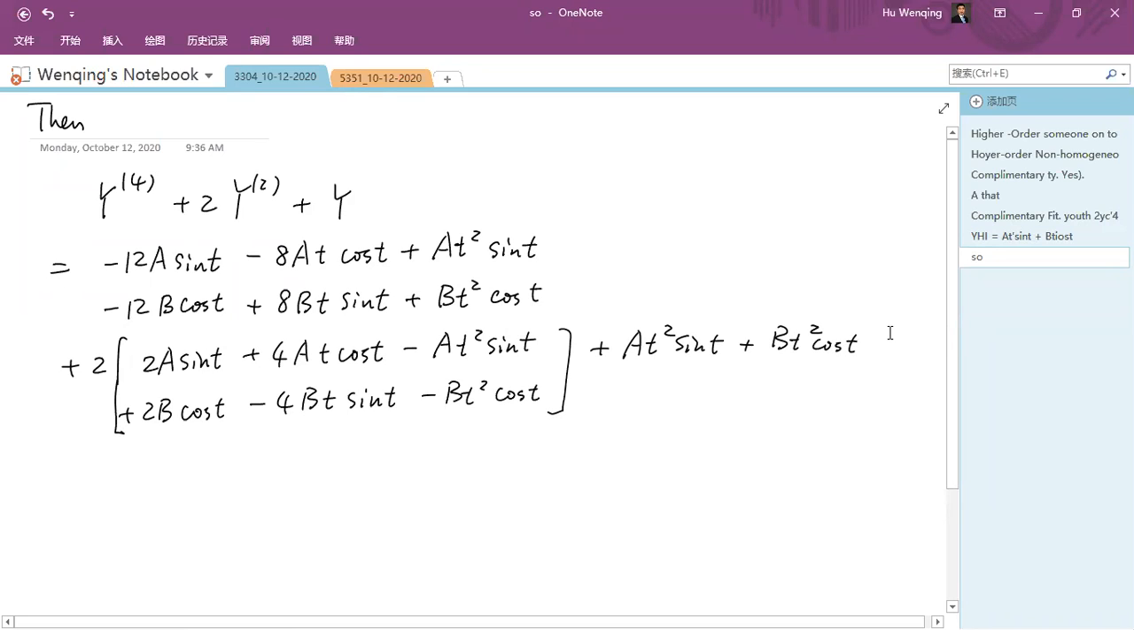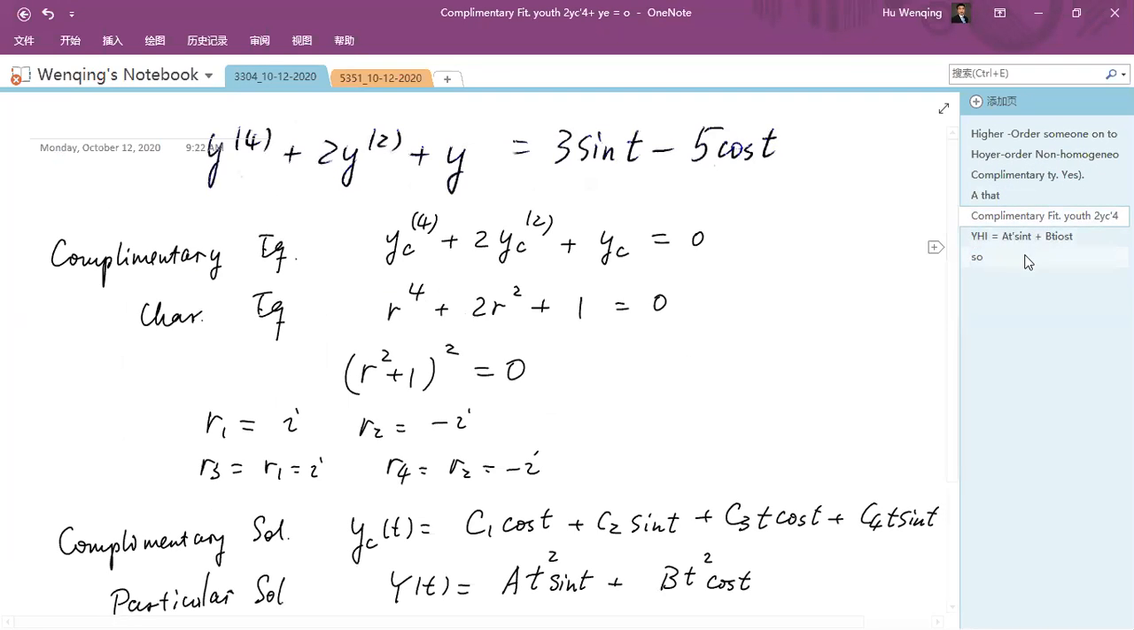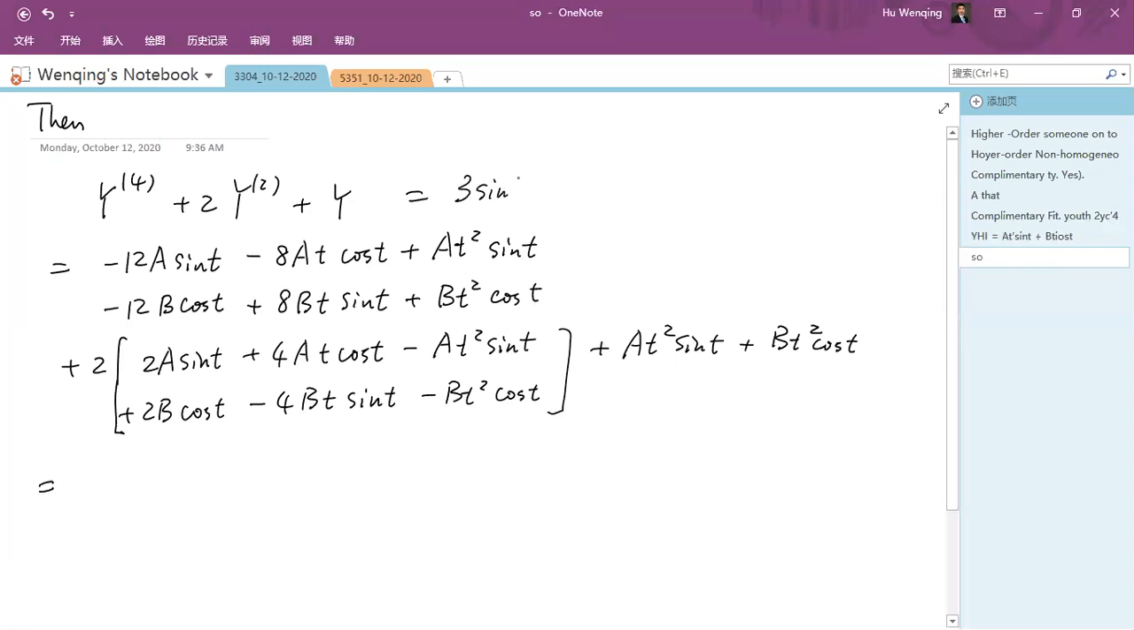Now, as long as you have this whole scenario, you can collect those terms. How do you collect these terms? Well, first of all, according to the original equation, it is 3 sine t minus 5 cosine t. So what does this mean? If you look at this part, you have sine t and cosine t, then you're going to have t cosine t, and then you're going to have t sine t.